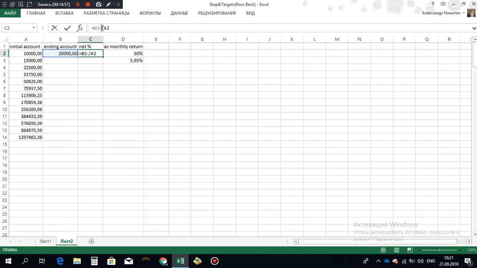No, ending minus initial. So it is 100% on top of your initial, yes? So you have generated a net 100%. And of course, to generate that 100%, you should generate almost 6% a month. 6% a month, nothing more. Average monthly return is 6% a month. Nothing more than that.